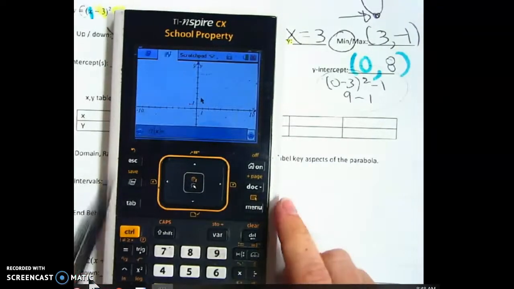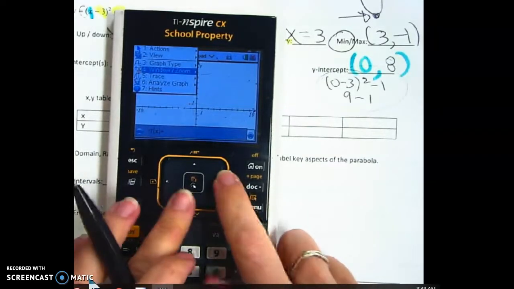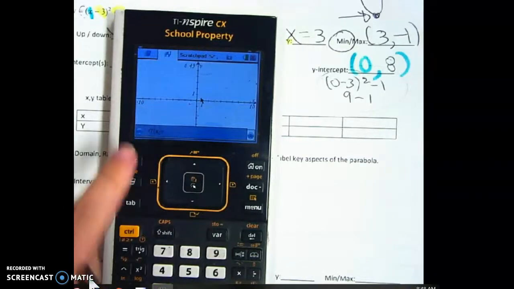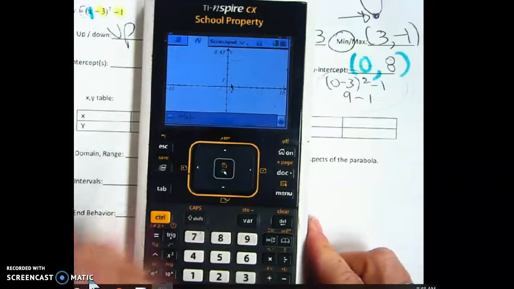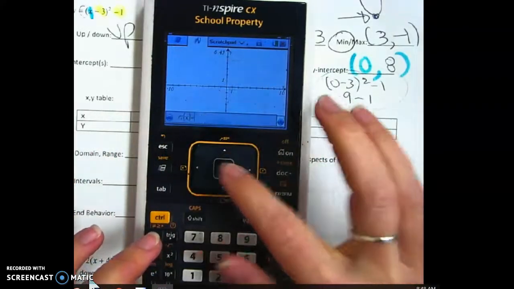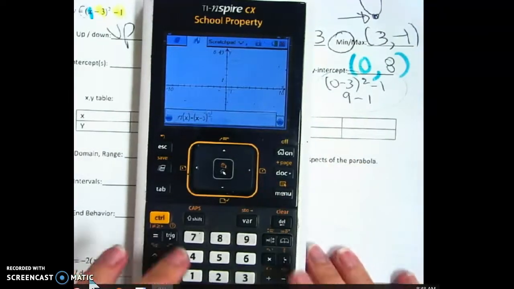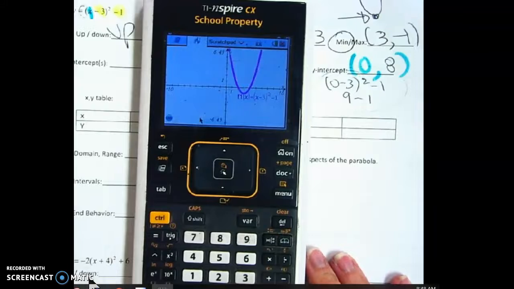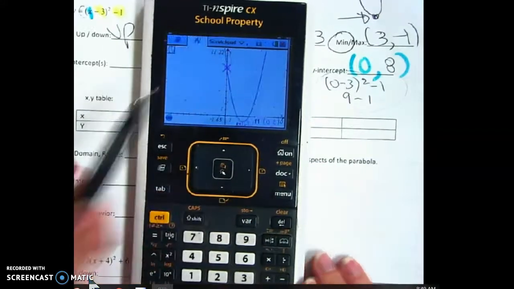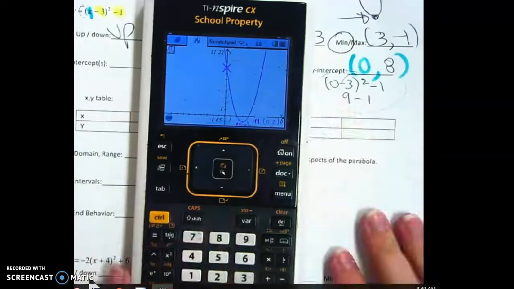Okay. The next thing I want you to know is sometimes the range window won't be good. So if you go to menu, window, zoom standard, it'll make sure that it's right in the middle. Okay. And I'm going to now write the equation, parenthesis, x minus 3, squared, minus 1. Okay, so I've got that. And then if I go menu, trace, graph trace, it gave me (0, 8), which is my y-intercept. So if you don't show me this work, I think you copied it off your calculator.